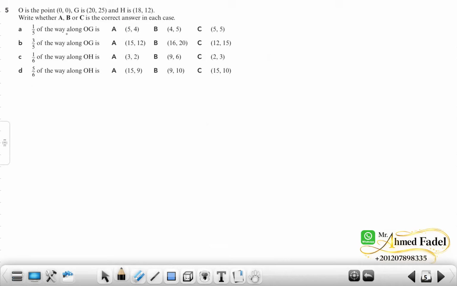Question 5. 1/5 of OG, mister, it is 1/5 of the difference. The difference here is 20 between the two x's. 1/5 of 20 plus x1, which is just 0, mister. Also here that adding x1 is not going to make any difference. So it's just 1/5 of 20, which is going to be 4. 1/5 of the 25 is going to be 5. So it is 4, 5.